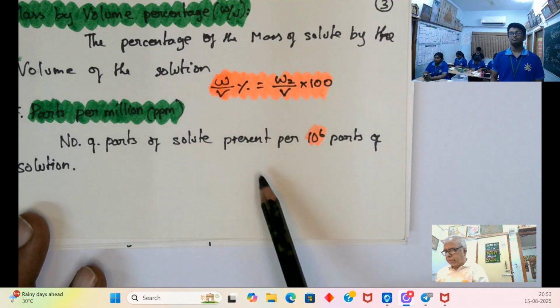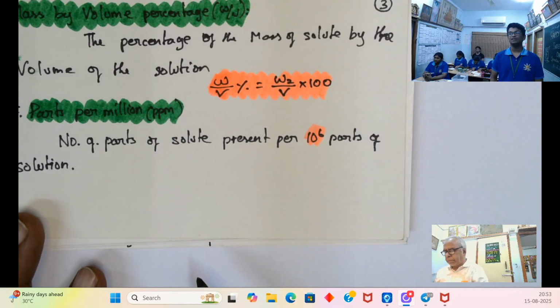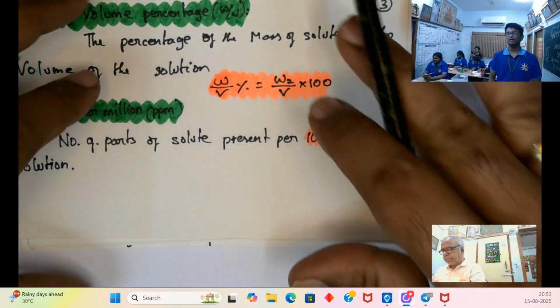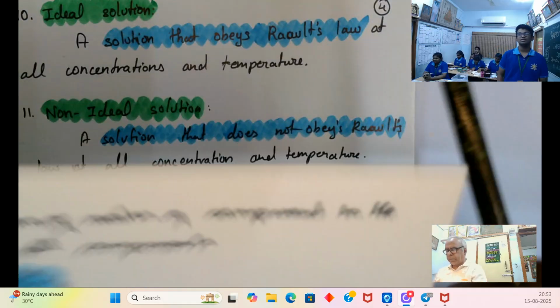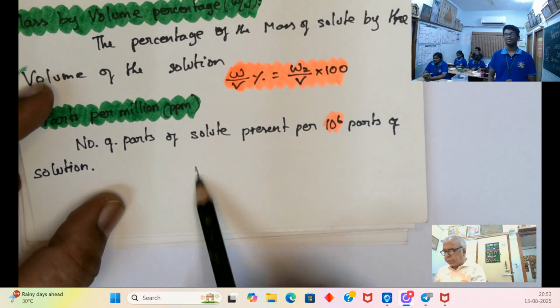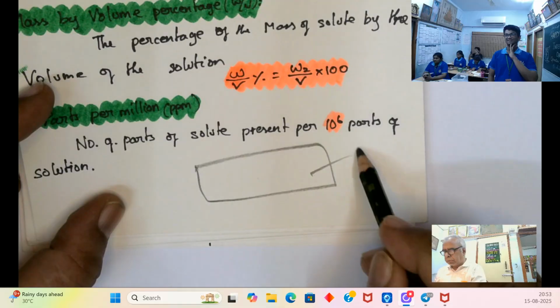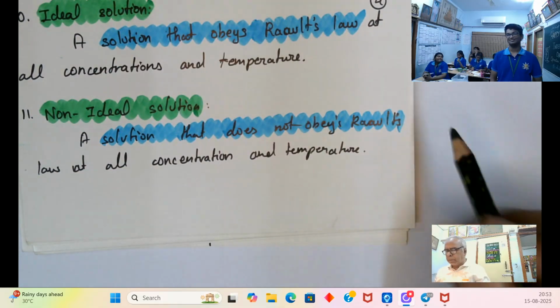Parts per million: number of parts of solute present per 10 to the power 6 parts of solution. You must write the equation.